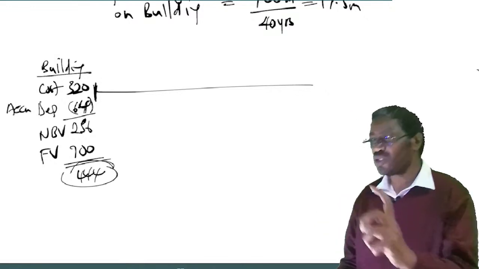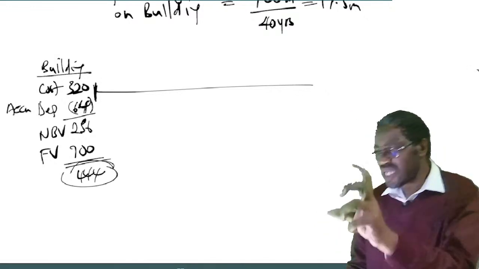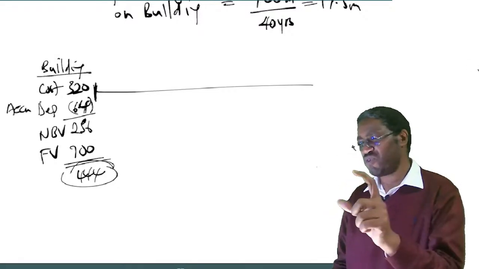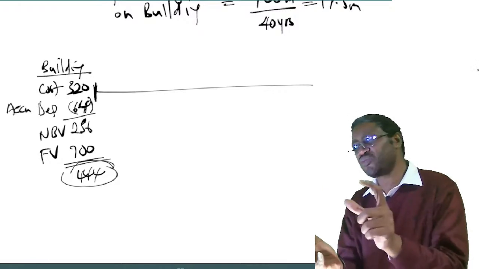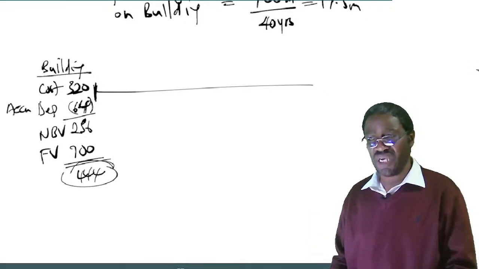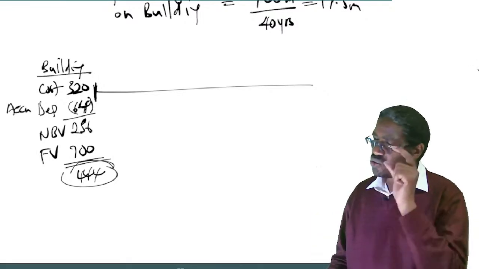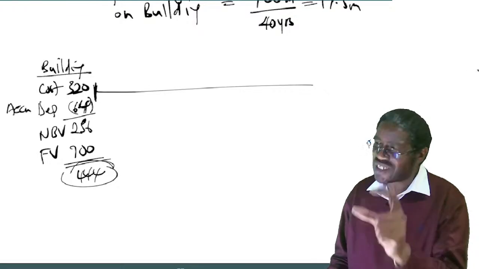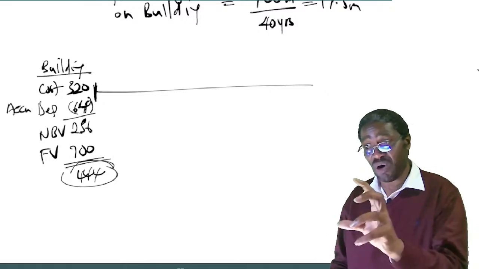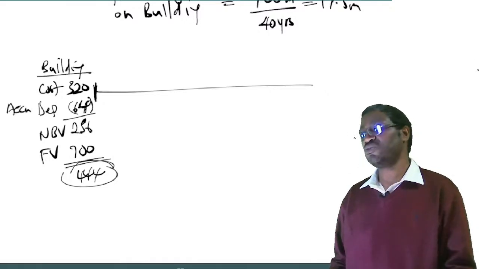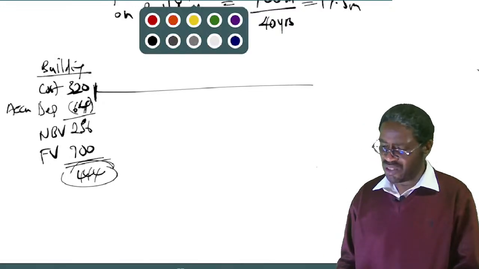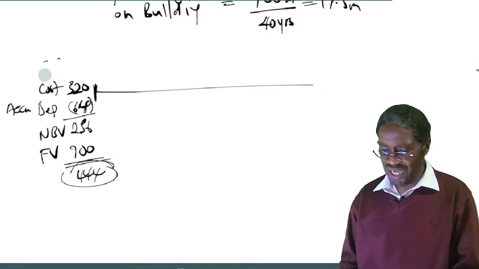So the confusion there was that people used the cost of 320 and compared it with the fair value of 700 to get that difference of 380. But the position is 320 is not the value of the building by the beginning. Yes, it is the cost, but it was not the true value of the building by the beginning of the year. Good. So let's put down that working now.